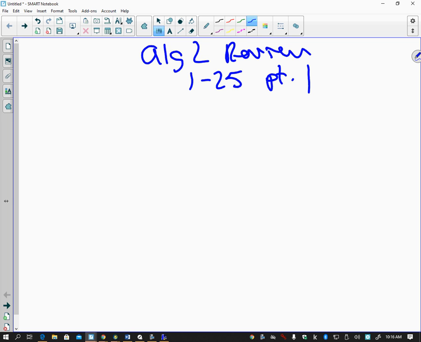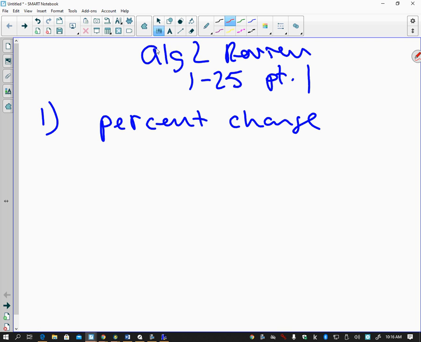All right, so question number 1. It's going to ask for the percent change, so it's a percent change question. It's going to ask for the percent change from one number to another. More than just writing down an example question, I want to write down the formulas that you need to know. What is the formula for finding percent change? New minus original over original.